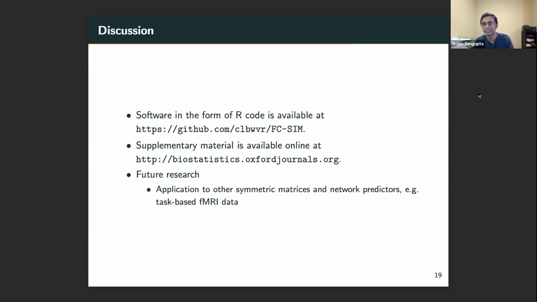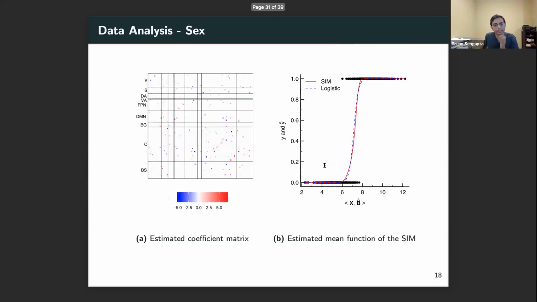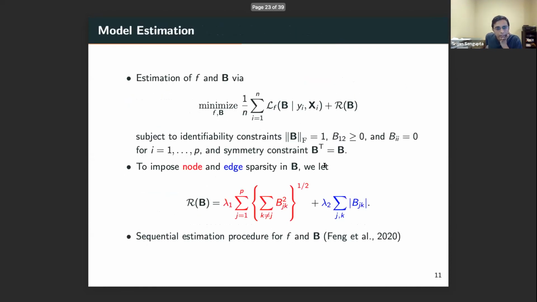Can I ask a question? Yeah. Okay. So great talk, Caleb. Really enjoyed it. Can you go back to slide 11? So I'm trying to understand this regularization that you are doing here. So why is the first one a node sparsity regularization and the second one an edge sparsity regularization?